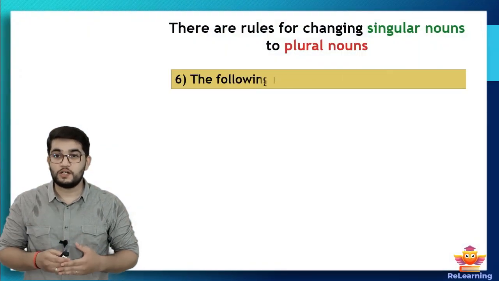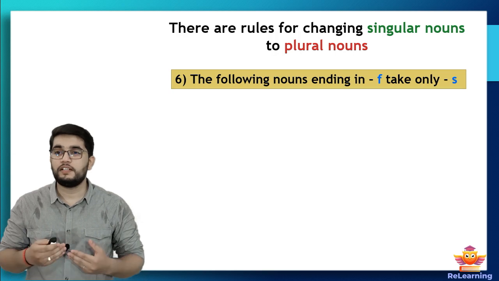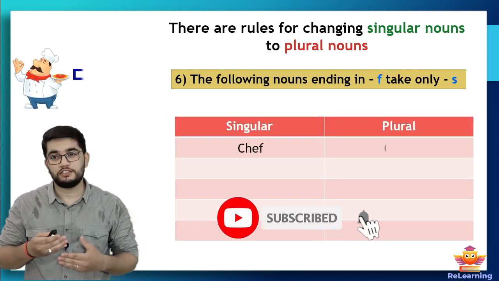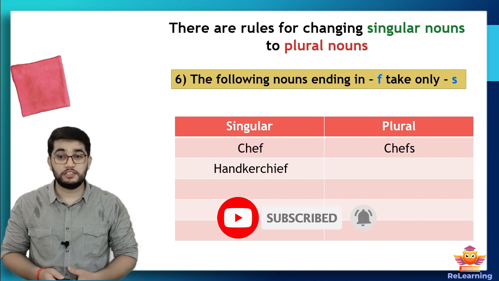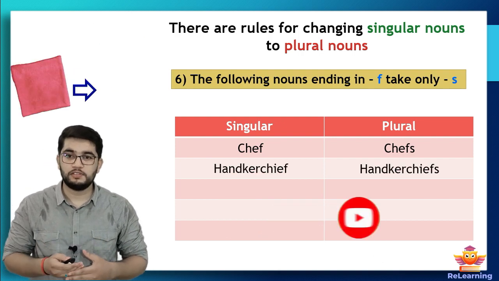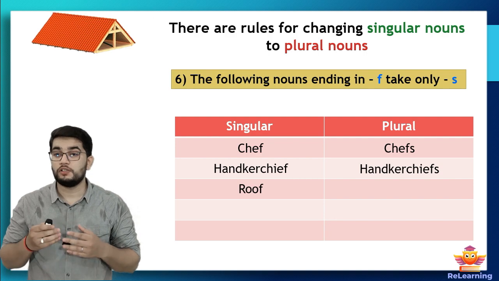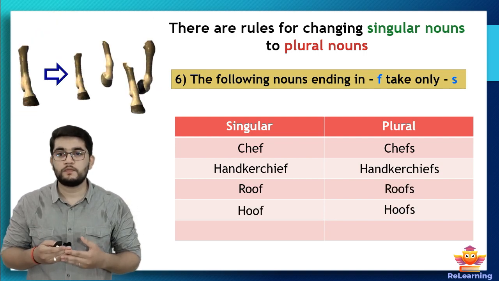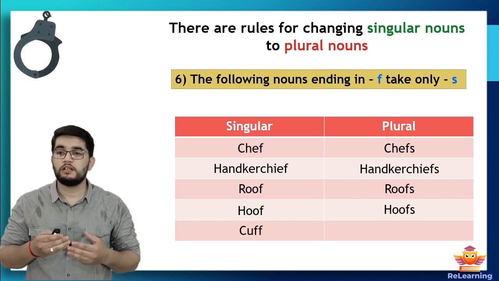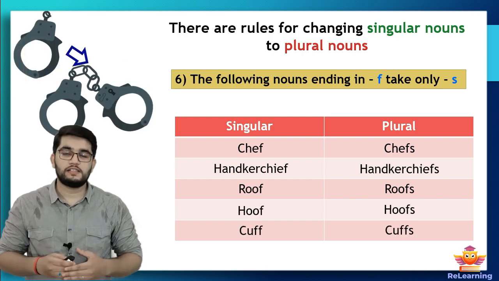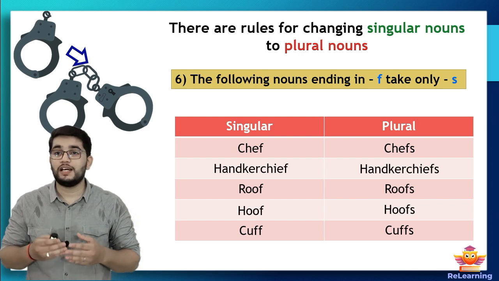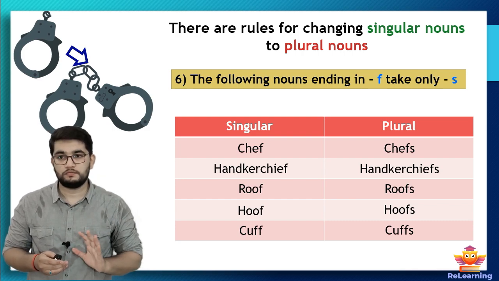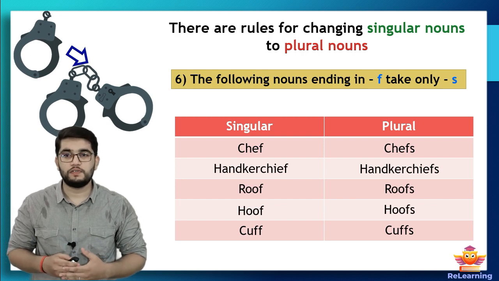The following nouns ending in f take only s, like chef becomes chefs, handkerchief becomes handkerchiefs, roof becomes roofs, hoof becomes hoofs, cuff becomes cuffs. In all these examples you can see that the nouns which are ending in f only take s. Getting it? Now let's see the next one.